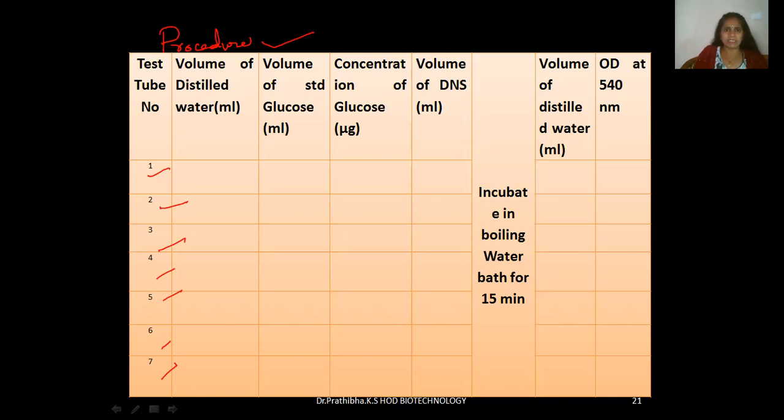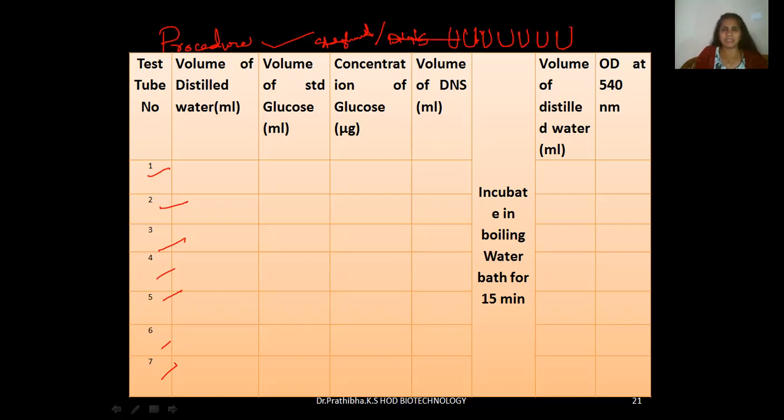We need the standard glucose, right? We prepared the standard glucose. And we need the DNS, which we already prepared, right? And we need distilled water and a water bath. Now let us start the experiment. So you have taken the 7 test tubes, right? We have taken here the 7 test tubes. 1, this is the second test tube, third, fourth, fifth, sixth, and this is the 7th test tube.